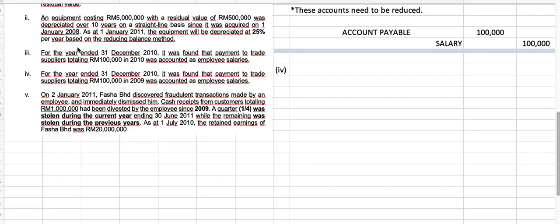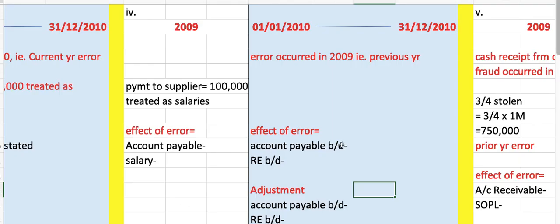Question 2, Part 4. For the year ended 31st December 2010, it was found that payment to trade supplier totaling 100,000 in 2009 was accounted as employee salary. So this is the same case as Part 3, but I modified the question to show that this is a different kind of error.